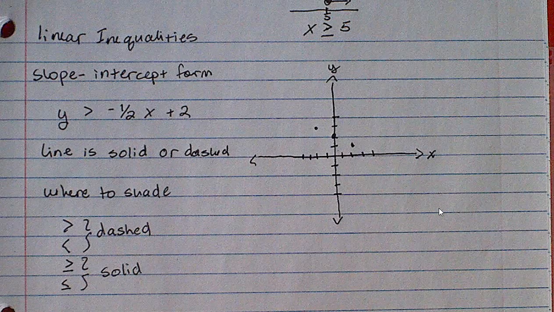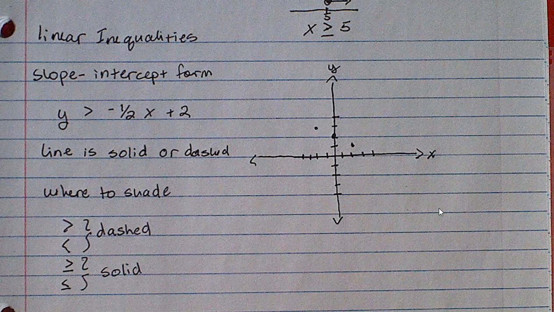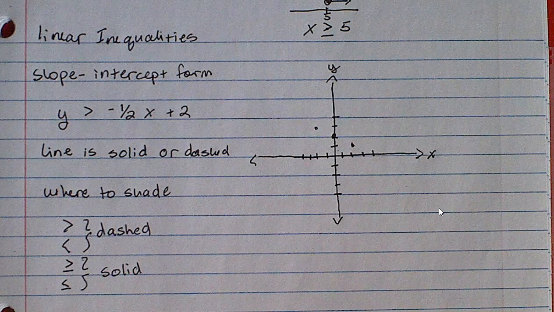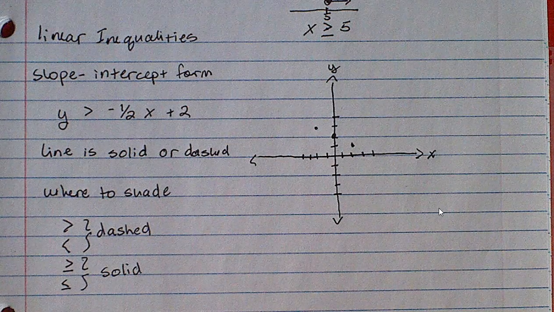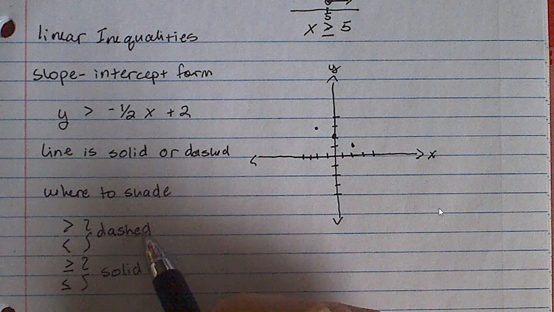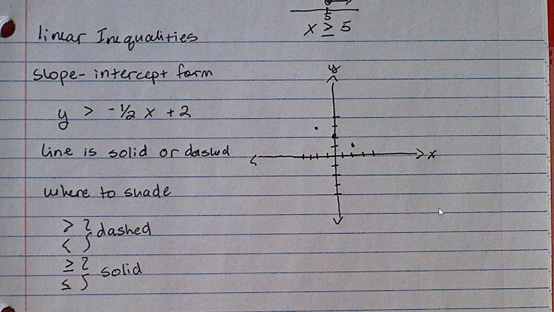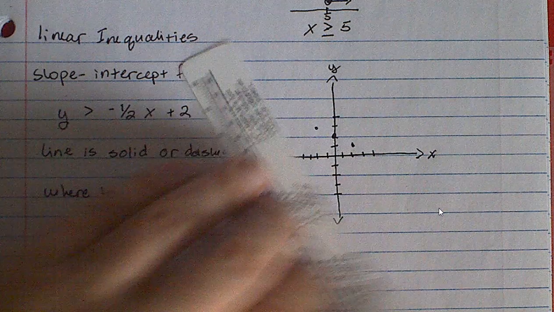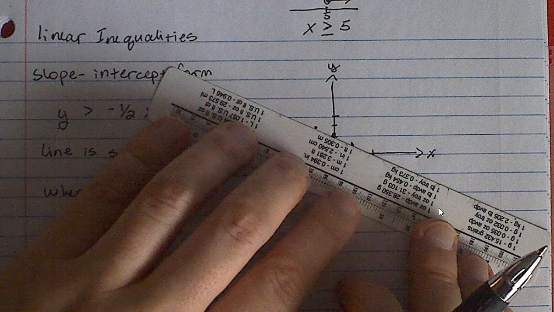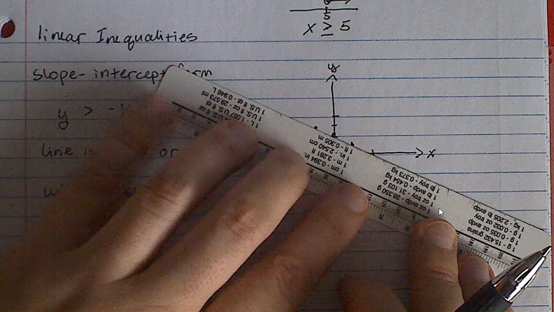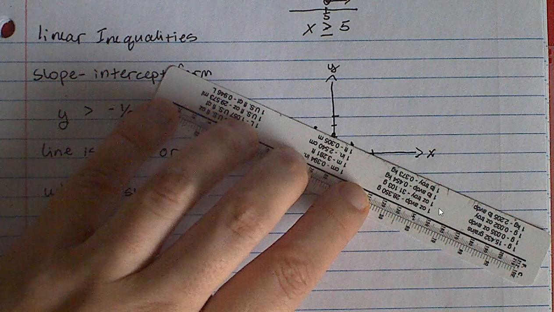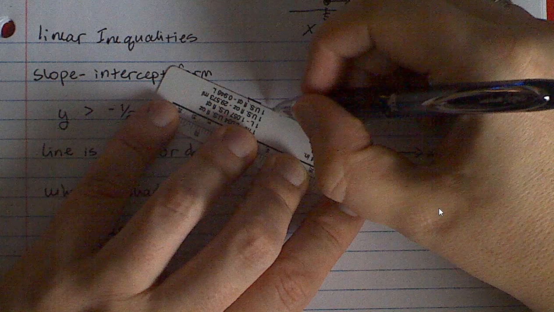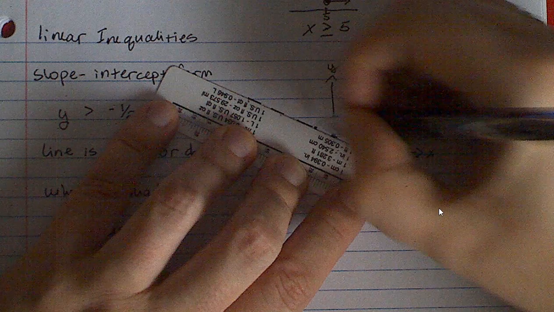Now, this is before I connect these dots. I'm going to put my brain into full gear, get some traction, and think: does my line need to be dashed or does my line need to be solid? Dashed. So I'm going to take my little super scientific tool that I'm going to use to connect my dots, and instead of drawing a solid line, I'm going to make a dashed line.